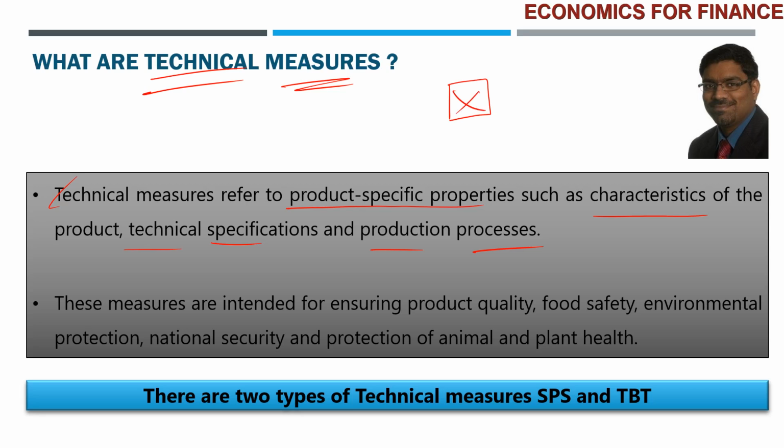We have a kind of specification for each of the things. That is the point. So technical measures will tell specifications about the product properties. A lot of things, particularly food related items, will have specifications.